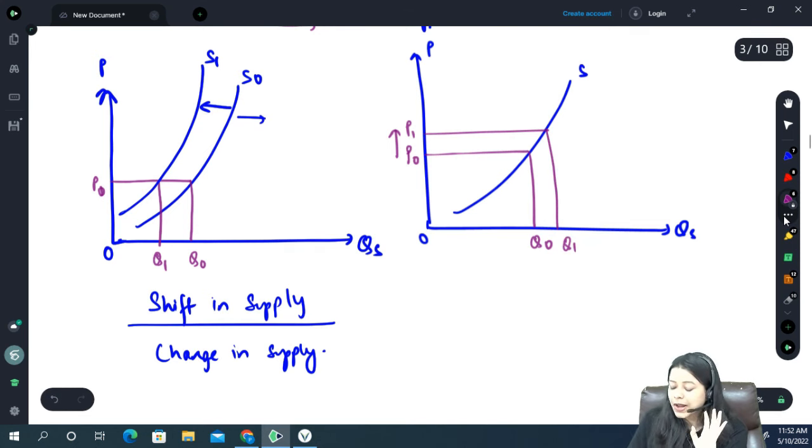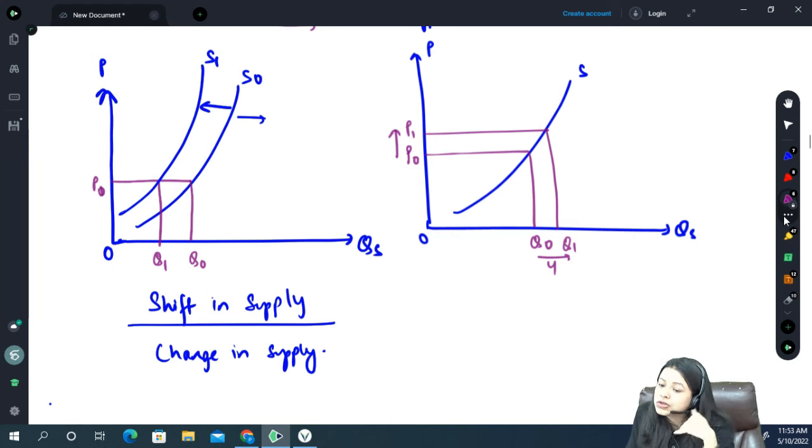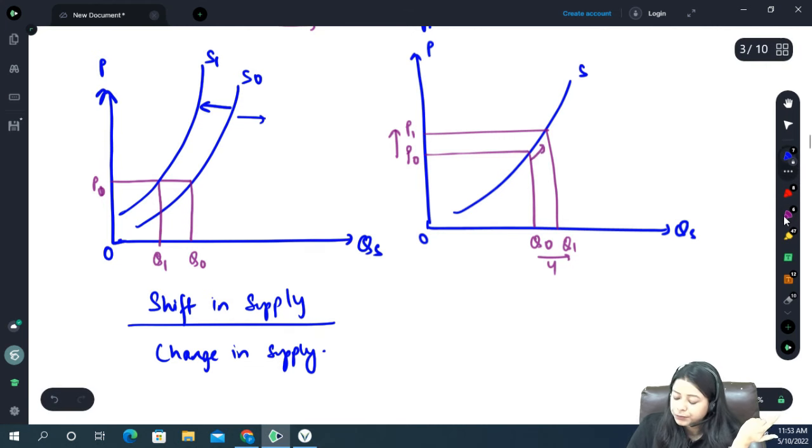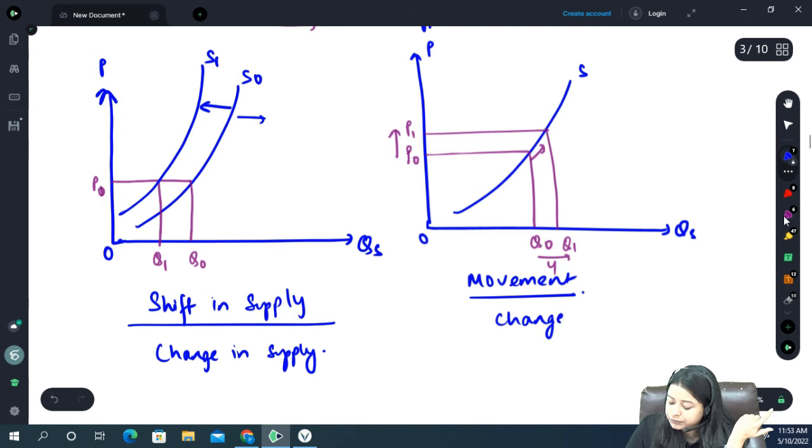Q1. So what happens when I'm moving from Q0 to Q1? Suppose I'm producing an additional 4 units. In order to produce these additional 4 units, it will cost me something. So to overcome this increase in cost, I have to increase my price as well. So I will increase my price and I will be ready to sell more. Here, this is an upward movement along a supply curve, or what we call a change in quantity supplied. Is this clear?